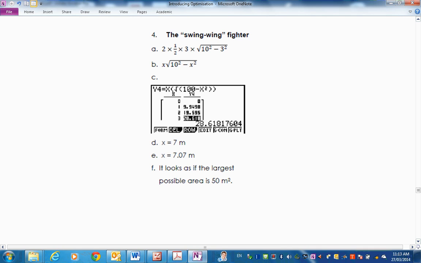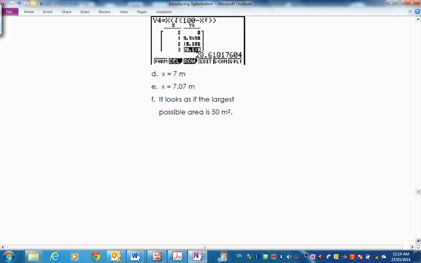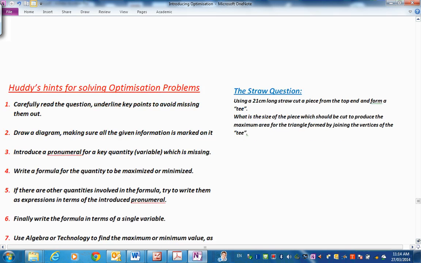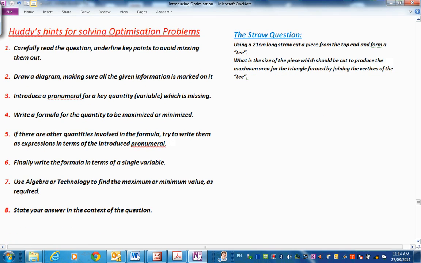Alright, I hope you've enjoyed the journey so far. There's a little bit more to go, but what have we been doing? I've got some hints for you here, which might help out in optimisation problems. Here they are. How are these hints for solving optimisation problems? Okay, and we're going to go through these steps using the original straw question.